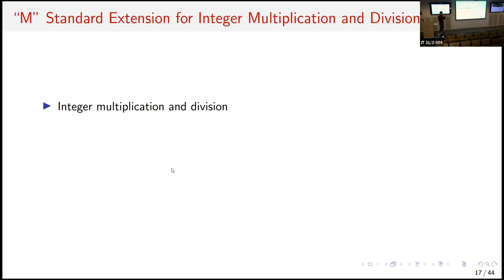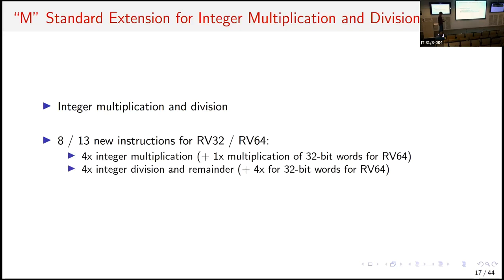Okay, so that was the base. Now we put extensions on top of this, and I already mentioned it before, there is no integer multiplication in the base ISA. So we have an M standard extension for integer multiplication and division. That just adds 8 or 13 new instructions for RV32 or RV64 for integer multiplication, integer division, and remainder operations. And that's the whole instruction set extension.